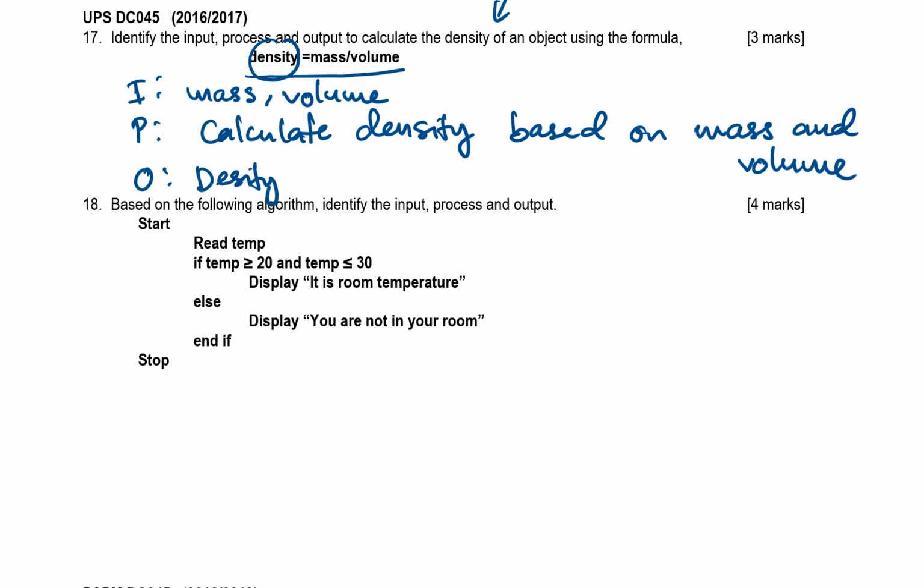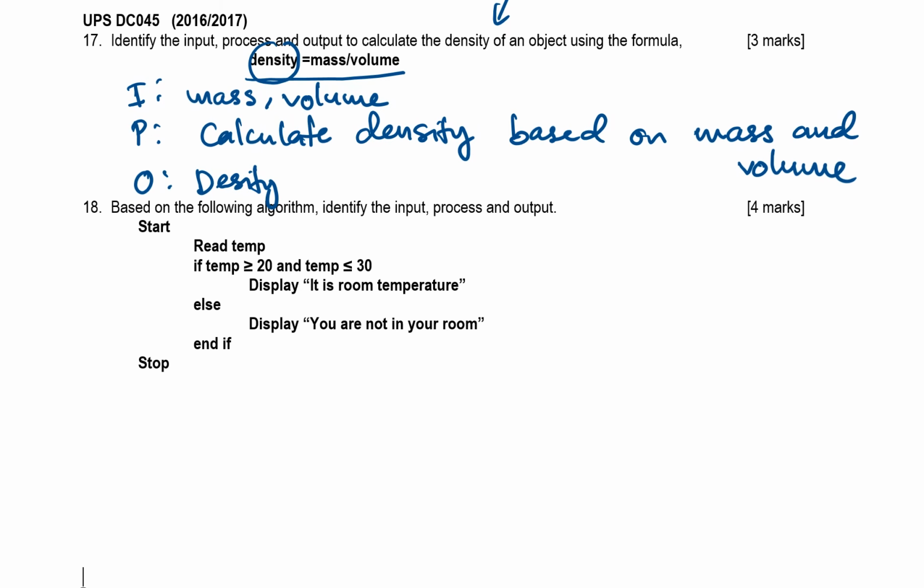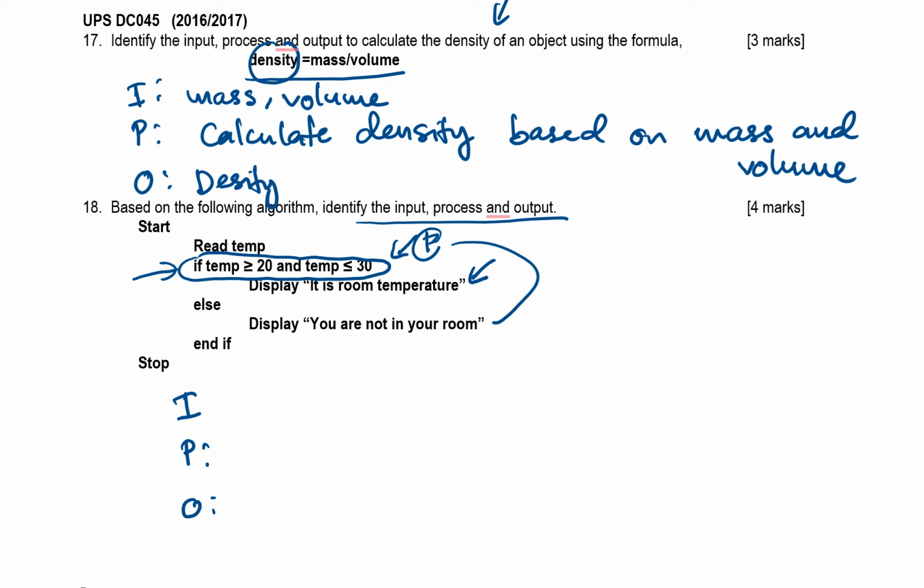Okay, last question, question number 18. Based on the following algorithm, identify the IPO. So now this one is a pseudocode. Okay, there are two types of algorithm: pseudocode and flowchart. So now, from the pseudocode given, we know that this one is a selection control structure. Why? Because you can see the condition here. So now, if this condition is true, it will display this one. If this condition is false, then it will display this one.